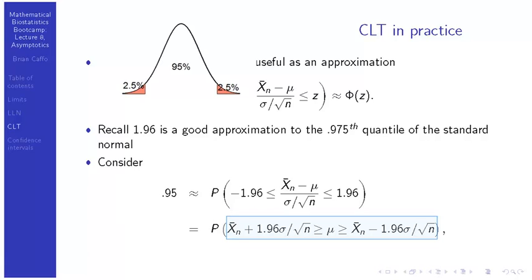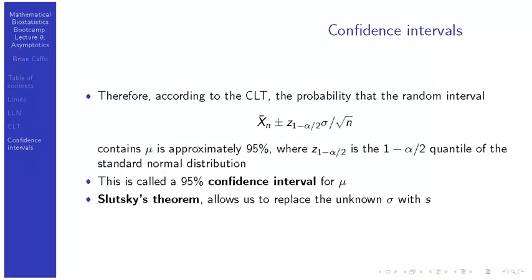What that's saying is that the random interval X̄ₙ plus or minus 2 standard errors contains μ, the non-random entity, with about 95% probability. In this case, we wanted a 95% interval. So we took 5%, divided it by 2, and got 2.5 and the 97.5th quantiles. Basically we added and subtracted that quantile times the standard error to X̄ₙ.